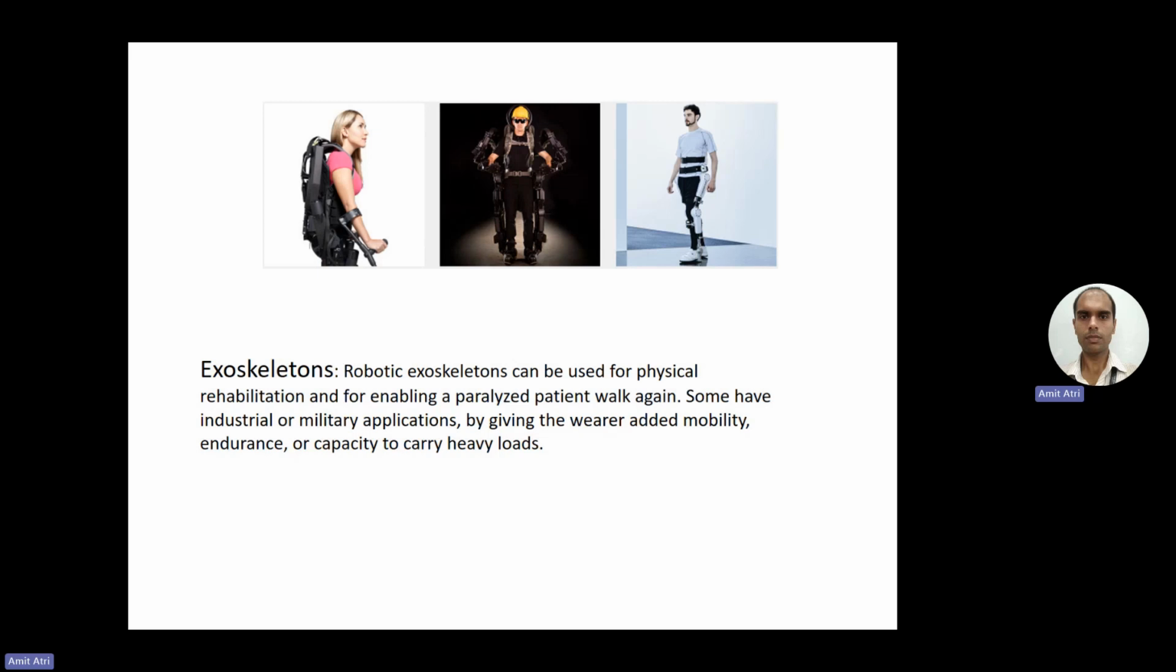So the heavy loads they can lift, they can perform tasks beyond the human capability after wearing these exoskeletons. And next, we come to the very most common type of robot, that is a humanoid robot. A machine that looks like a man.